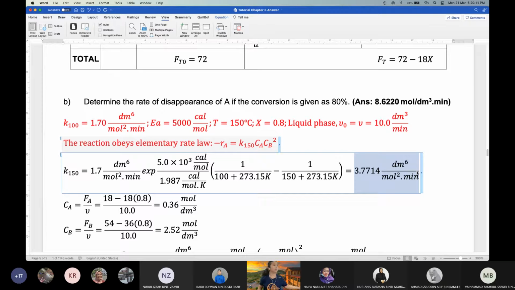So part ni, okay, kalau kamu nak check senang saja. Nilai K meningkat dengan suhu. Originally, the K was 1.7 at 100 Celsius. And at 150, you get the K 3.7714. Most likely, jawapan kamu adalah betul sebab K kamu meningkat dengan suhu.